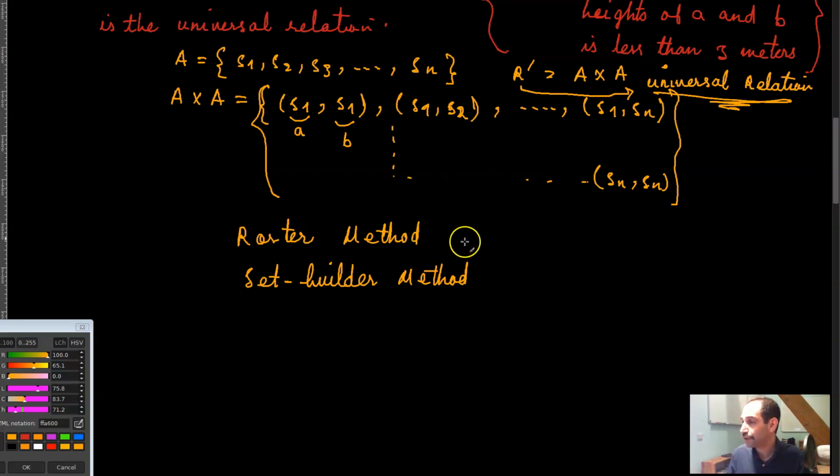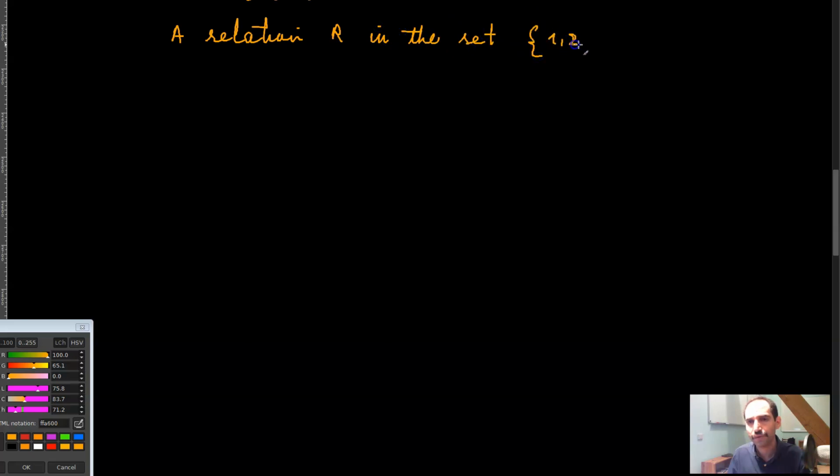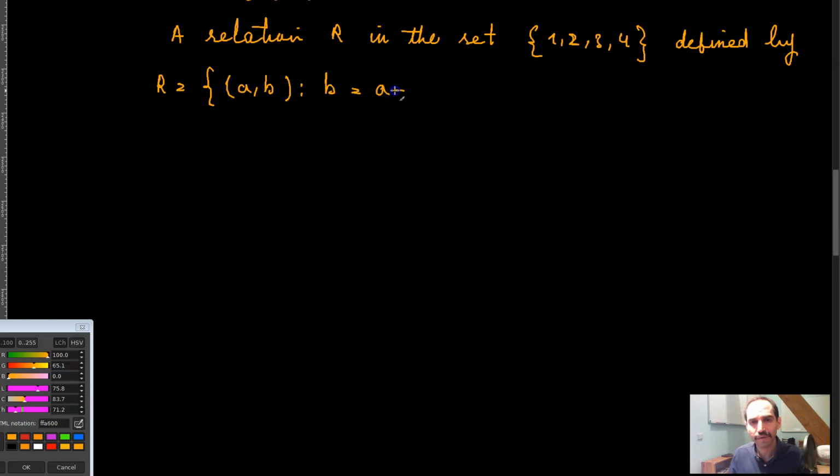However, a relation R in the set {1, 2, 3, 4} defined by R equal to all the ordered pairs (a, b) such that b is equal to a plus 1, is also expressed in one more notation that you can use.